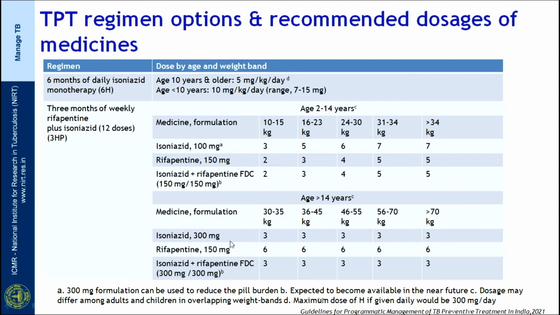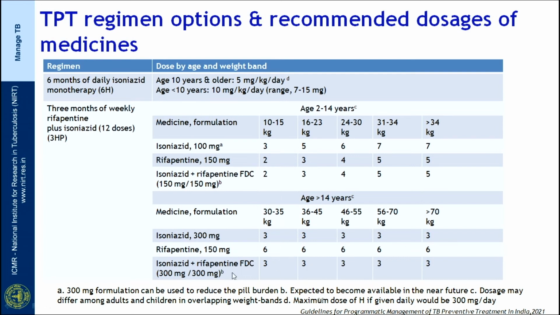Now, in those aged greater than 14 years, again isoniazid 100 milligram tablet is there, and here we can use a 300 milligram tablet. Rifampicin is the same, which is a 150 milligram tablet. Therefore, when loose tablets are used, we will have to divide them into 5 body weight categories: 30 to 35 kgs, 36 to 45, 46 to 55, 56 to 70 and 70 kgs and above, and depending upon that, as you can see, the drugs can be given.